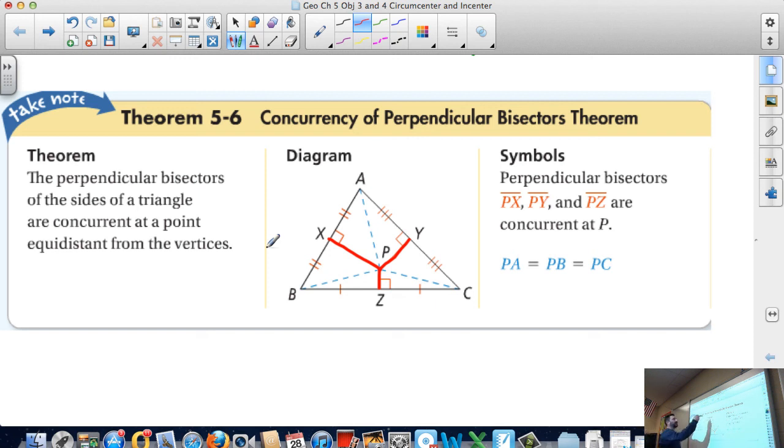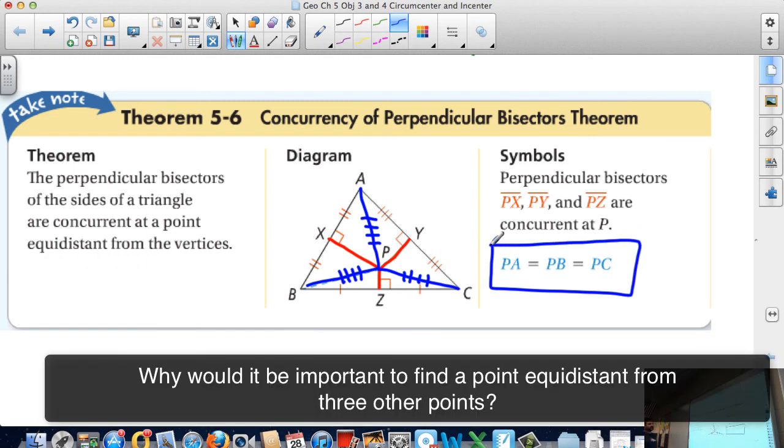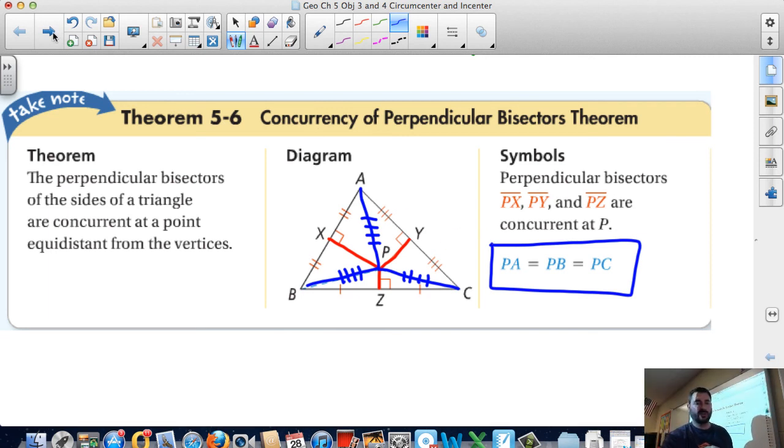Now, what's interesting about point P is that it is equidistant from the vertices. The distance from P to A, the distance from P to C, and the distance from P to B are all the same. We could even make tick marks to show that this distance is equal for all three segments, PA, PC, and PB, and that's basically what it says in symbols. The perpendicular bisectors here are PX, PY, and PZ. They're in red, they're all concurrent at point P, and that gives us this important information: that point is equidistant from all three vertices. PA, PB, and PC all have the same length.